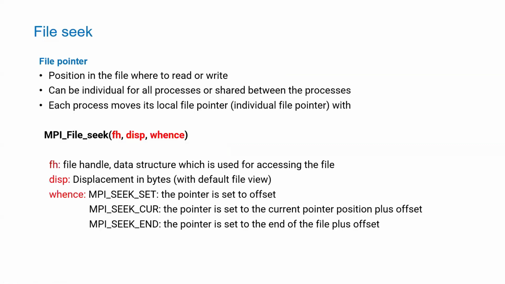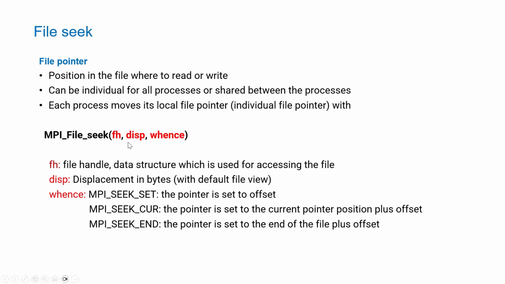And then I think the next part you need to understand is the file seek command. So I need to bring up the file pointer again. We talked about a file pointer, which basically gives the position in a file of where to read or write. That's quite important when one file is worked on by multiple processes. So it can be individual for a process or shared between the processes. Each process moves its local file pointer, so individual file pointer, and the result is it gives an offset for each process to work with.